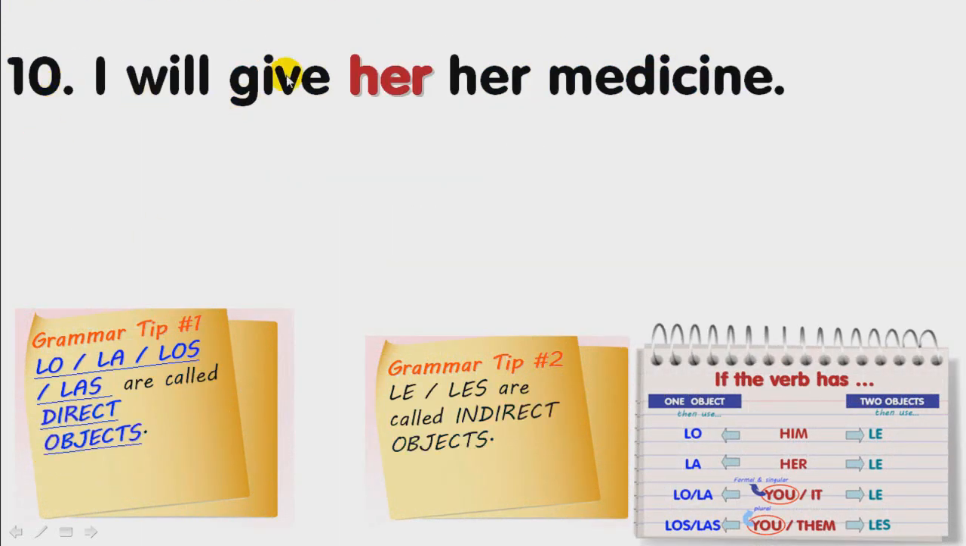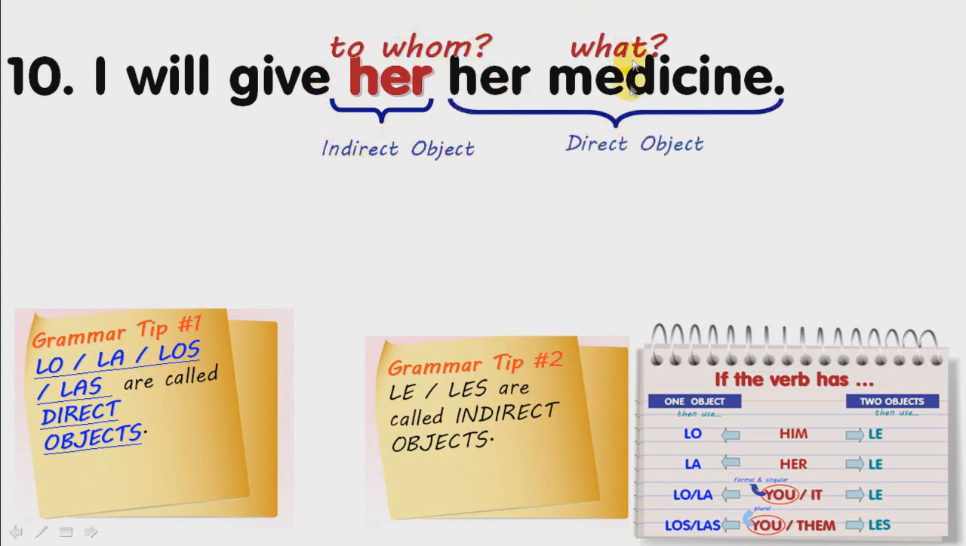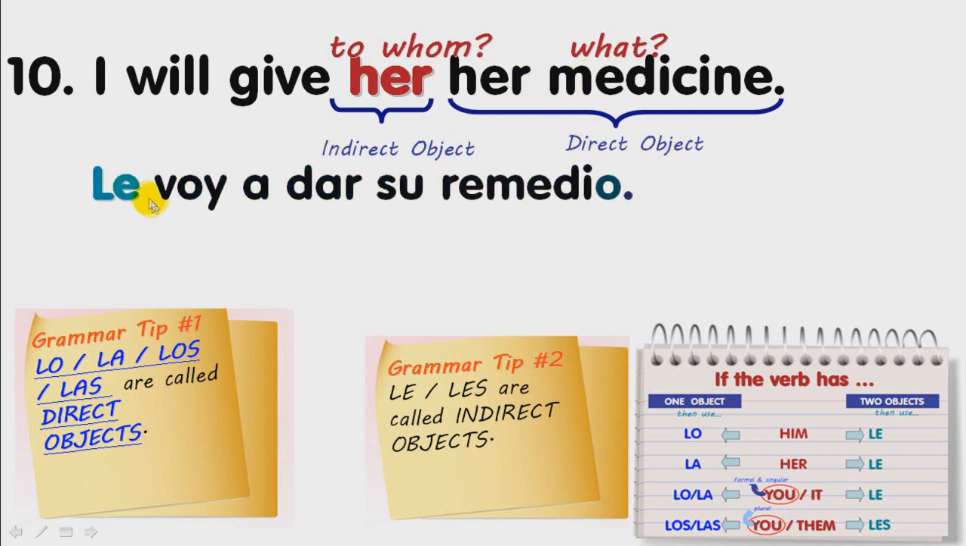I will give her her medicine. How many objects do we have? Well, we have her, answers the question to whom. Her medicine answers the question what. So we have two objects. When we have two objects, we know that her is translated as le. And when it's a person, we call it indirect object. When it's a thing, we call it direct object. Le voy a dar su remedio. Also, we can say su medicina. Le voy a dar su remedio, su medicina.